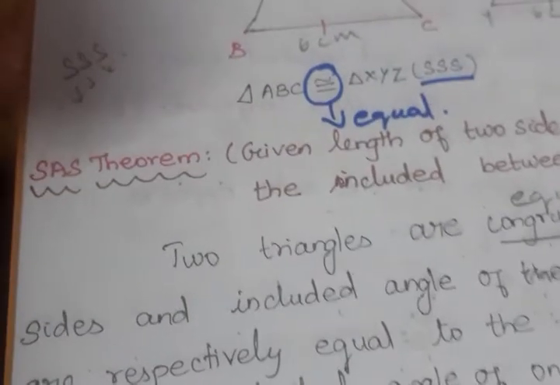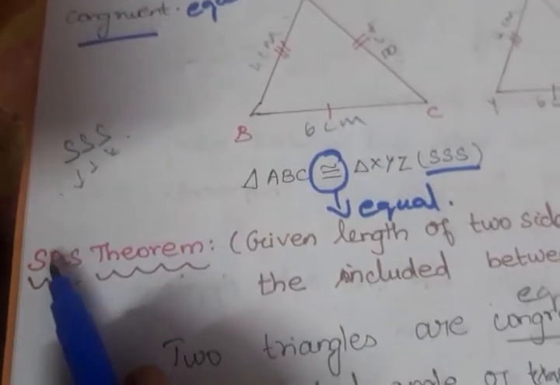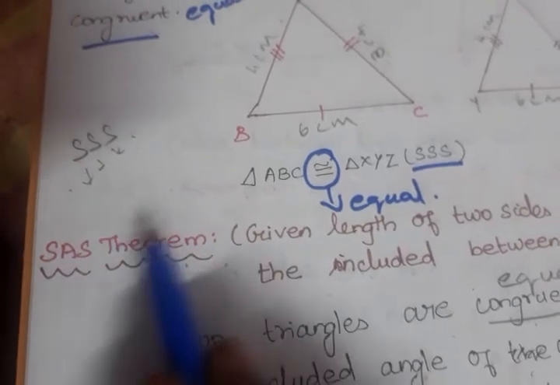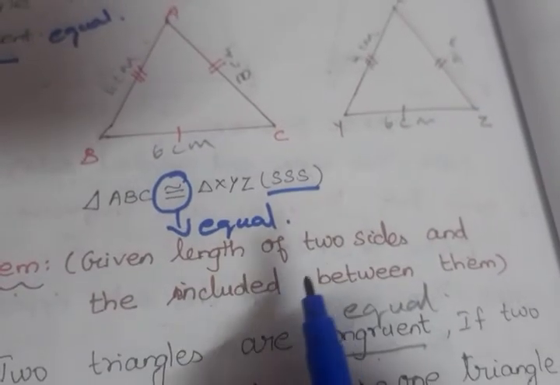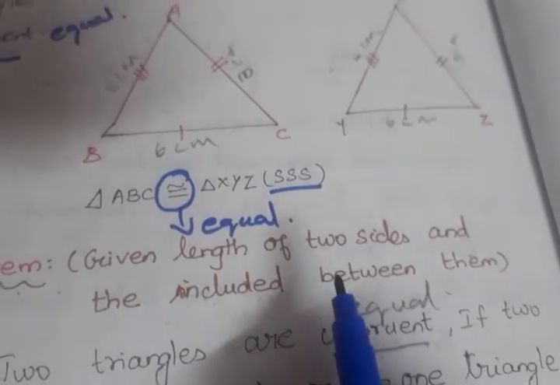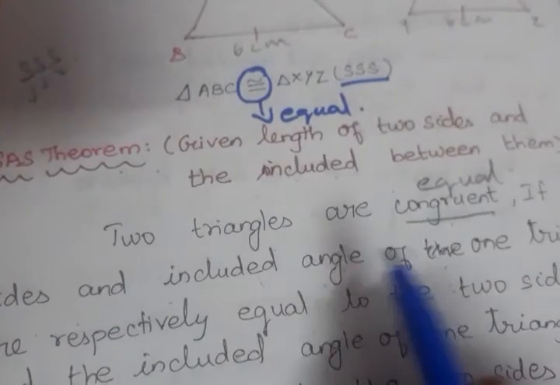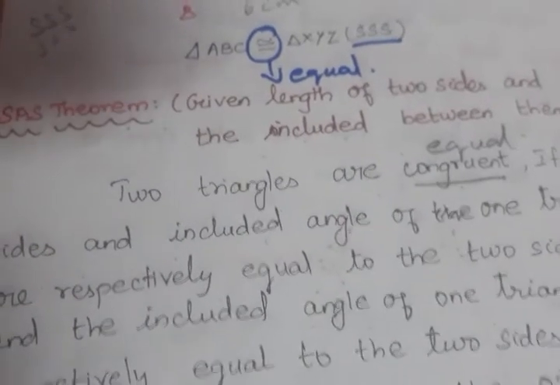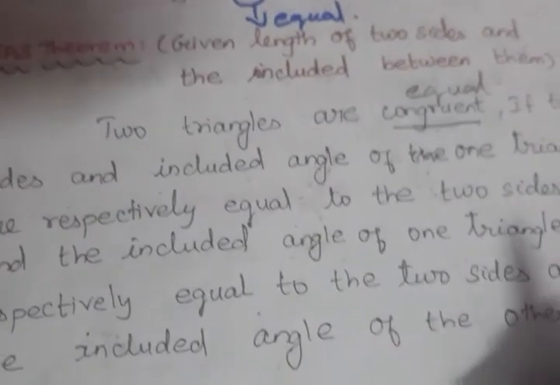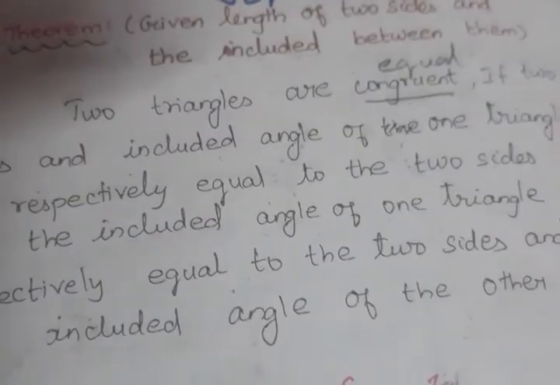So next one, SAS theorem. SAS theorem means side angle side theorem. Given the length of two sides and the included angle between them. Two triangles are congruent if two sides and the included angle of one triangle are respectively equal to the two sides and the included angle of the other triangle.